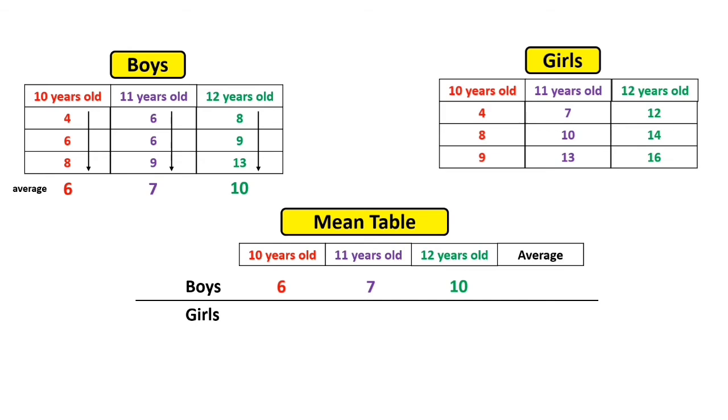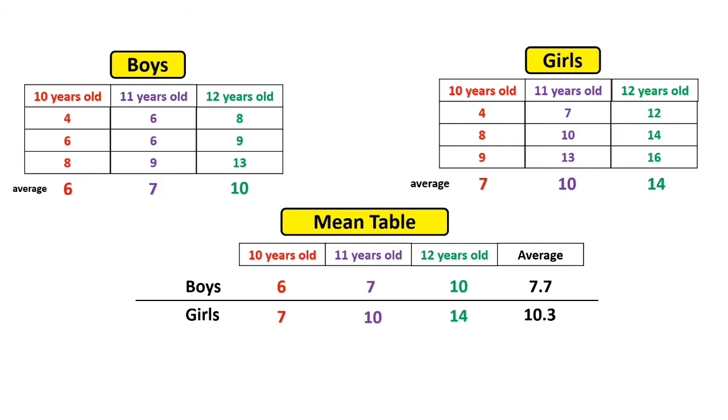Now, let us take the average of all the boys. And the average test score for all the boys is 7.7. Now, let's do the same thing for the girls. The average test score for 10-year-olds is 7. The average test score for 11-year-olds is 10. Then the average test score for 12-year-olds is 14. So, the average for all the girls turns out to be 10.3.